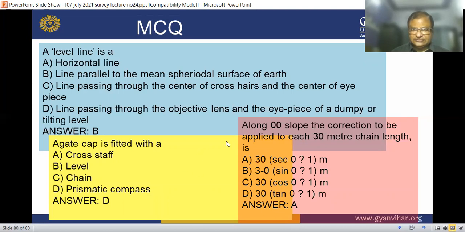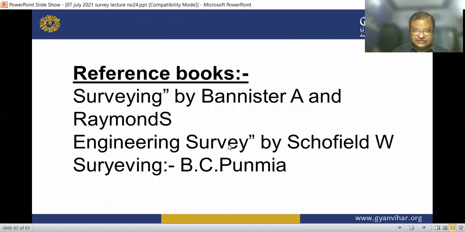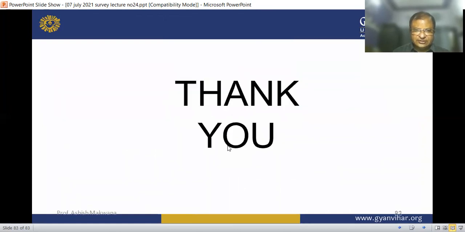And this is the reference book name and author name. This is the reference book author name. And this is the reference book of author name.